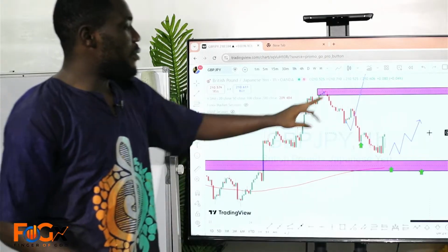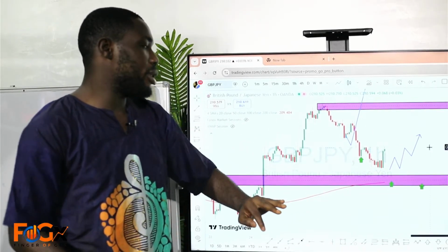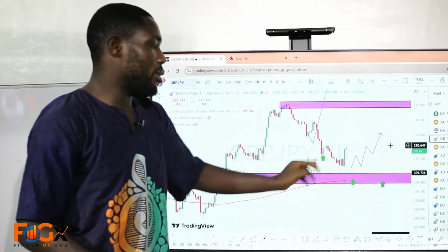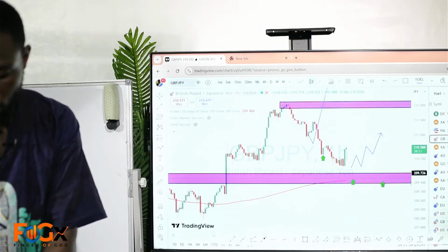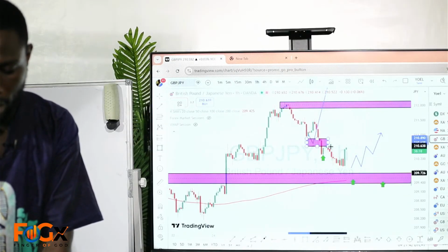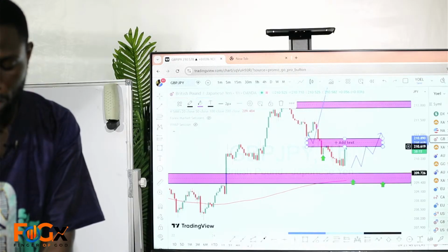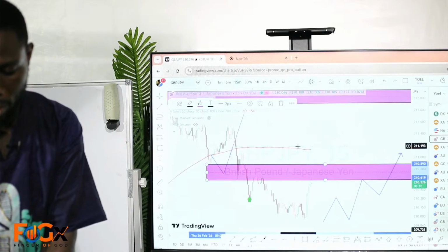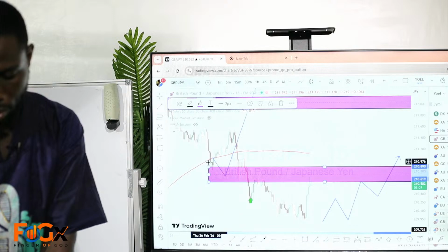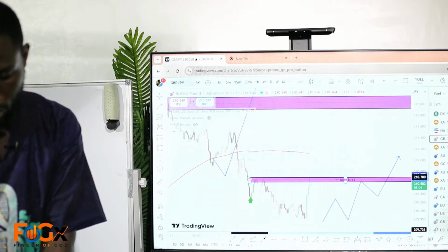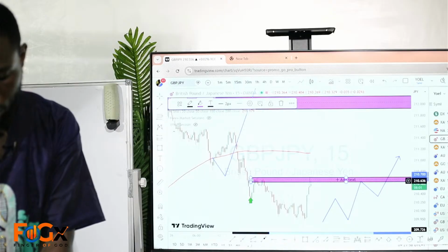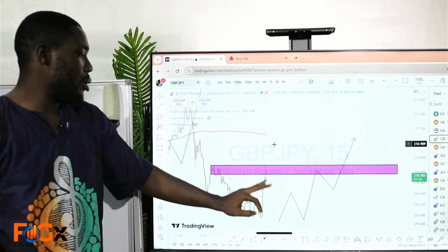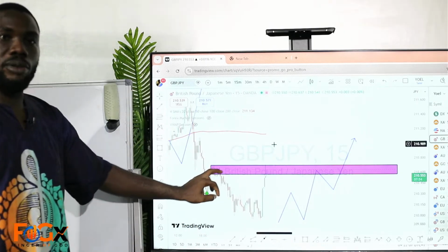So we have this resistance, we have this support. We can also say there is sort of a resistance around this region, somewhere here, that we can also put into consideration. Let me go to my 15 minutes. We can see there's some sort of a rejection around this zone.